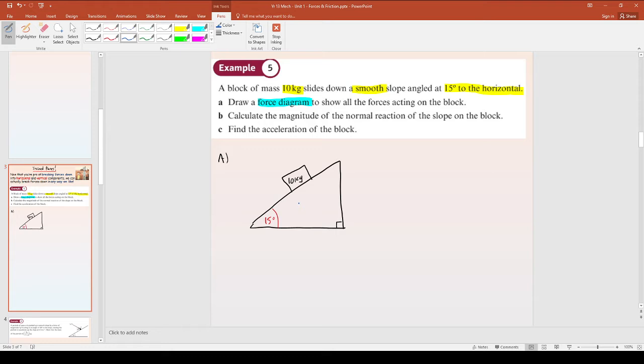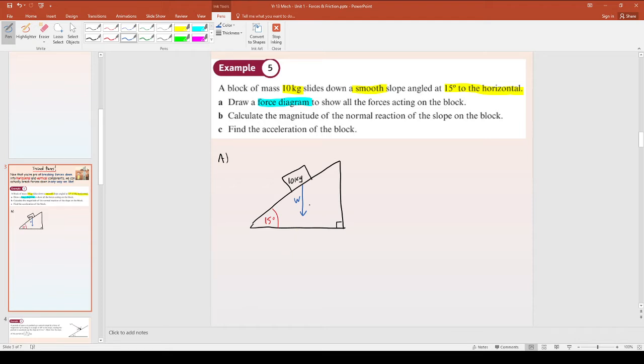What would this block experience? It's on this smooth slope. What's it going to experience? What force is acting on it? Well, for sure, it's got a weight, right? And if you're talking about weight, which way does weight always act? That's it, vertically downward. So it doesn't make any difference that it's on a slope. Weight, W, is going to be acting vertically downward.